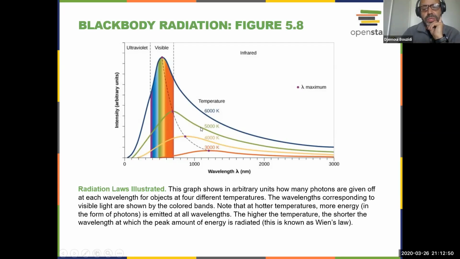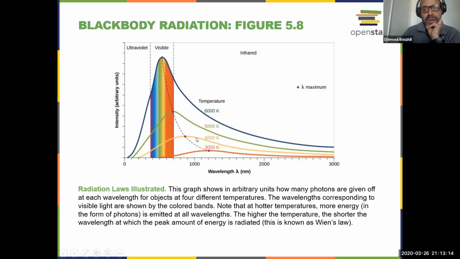Now, for a cooler object, 5,000 Kelvin, this is slightly cooler than the sun, it peaks just around the red. So an object that is 5,000 Kelvin will peak around the red color and will appear for the most part shifted toward the red. Whereas the sun, which is about 6,000 Kelvin, appears white because all the colors combine to give you the white color.